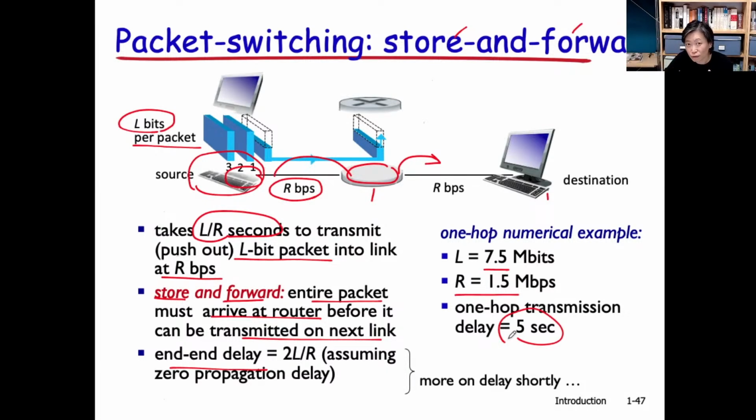This is different from a circuit switch network. Bits can be streamlined. There's no need to store a bunch of bits first before forwarding. Each bit arriving here gets out quickly, so there's no hopping. It's just the propagation delay and the transmission delay, L divided by R, from the first hop.